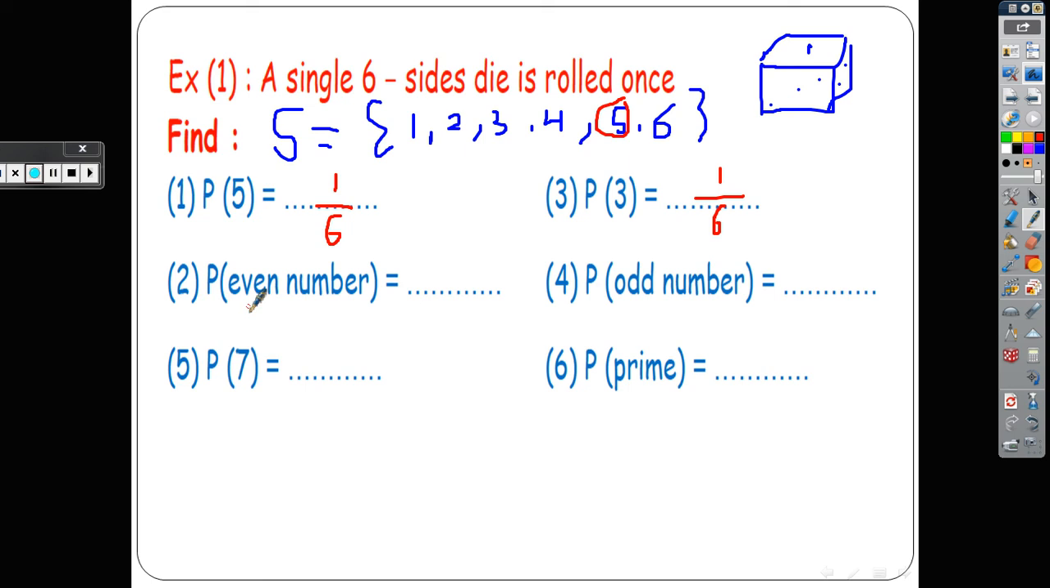Now if you want to find the probability of the even number, you must determine the even numbers first. What are the even numbers? 2, 4, and 6. After that, you write how many even numbers there are: 3. So you write 3 over the total number, 6.